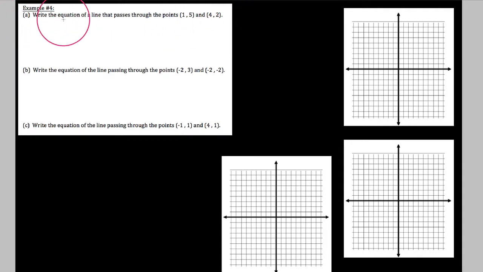We can take a look at this first example. It says write the equation of a line that passes through the points (1, 5) and (4, 2). I think we should start just by doing this. Let's draw a picture of what we know. We know that we have 2 points on the line. We say 1 comma 5, so right 1, up 5, and we should probably label this. So this is the point (1, 5). And then 4, 2 would be right 4, up 2, the point right here.